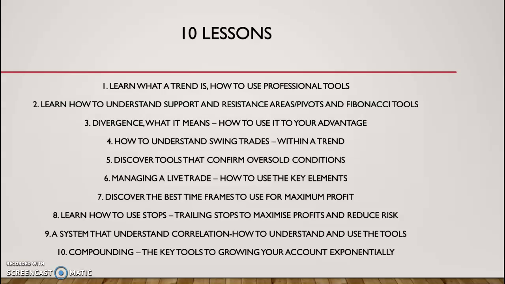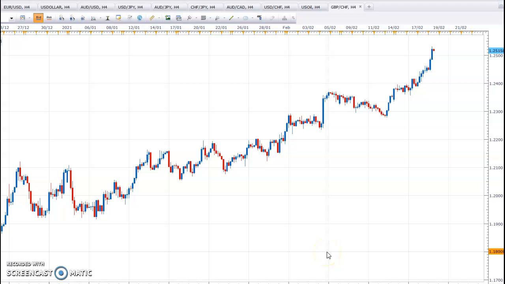A system that understands correlation. This is vital and key for everybody. If you don't understand correlation, then you are in trouble. So we show you that and show you how to use the tools. Compounding, this is the key to growing your account exponentially. We show you that and do it in a safe manner. So on to lesson 1.